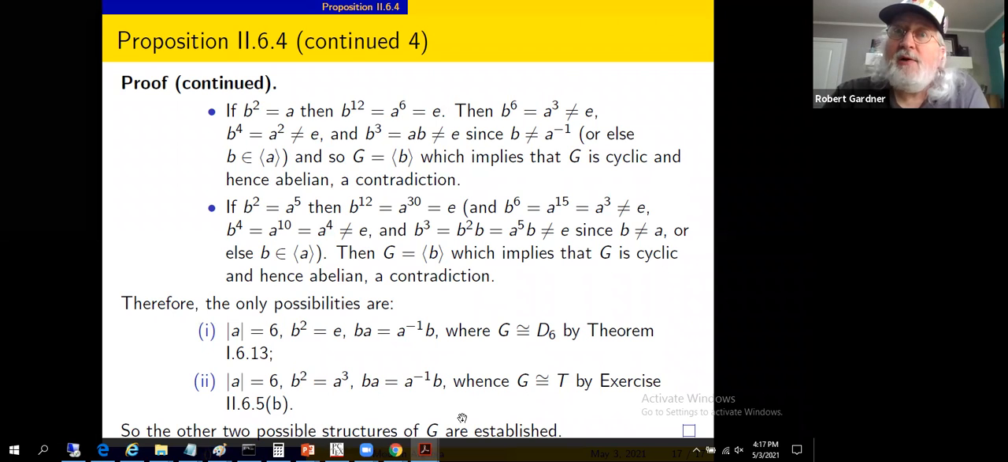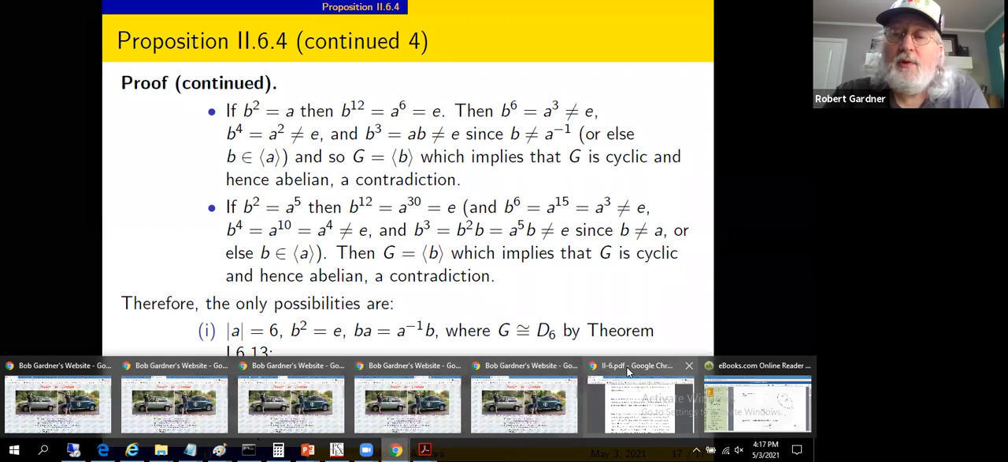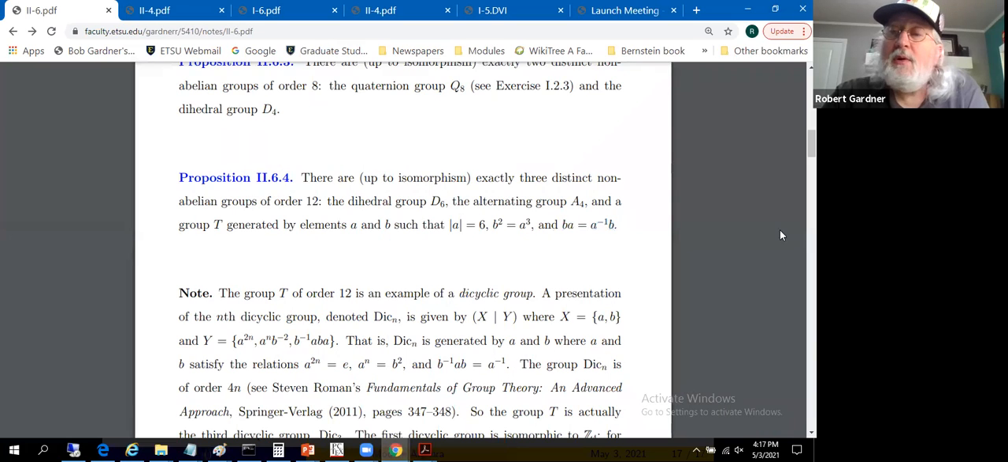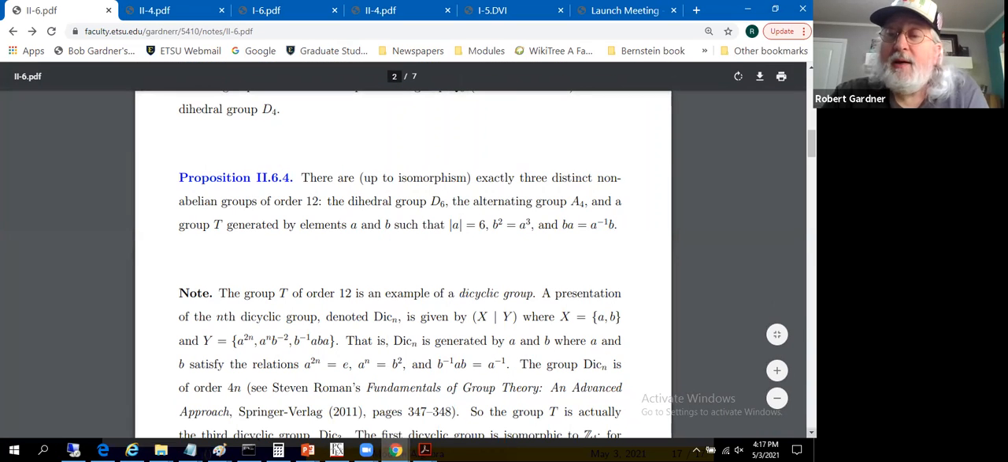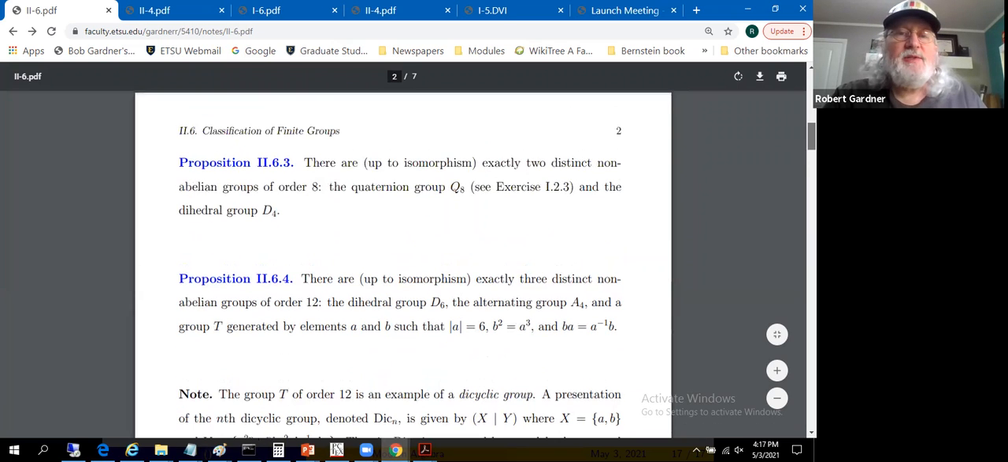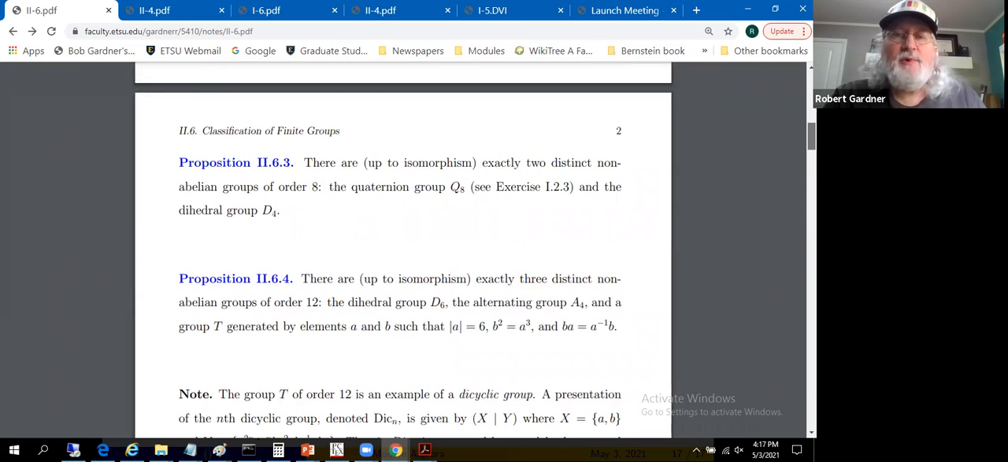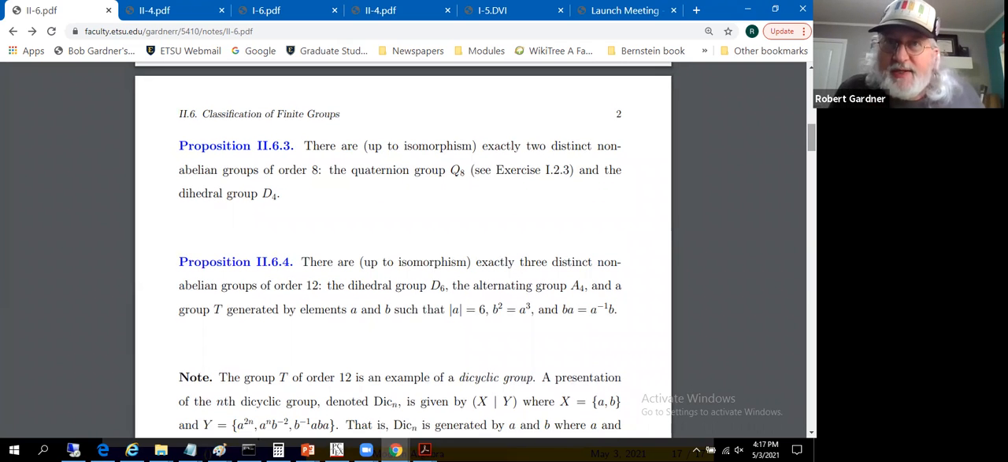And that's how you show there's only 3 non-abelian groups of order 12. Okay, let's use all this stuff now. So the messiness was the groups of order 8 and restricting it to show there's only 2 non-abelian groups of order 8. And this thing, there's only 3 non-abelian groups of order 12.